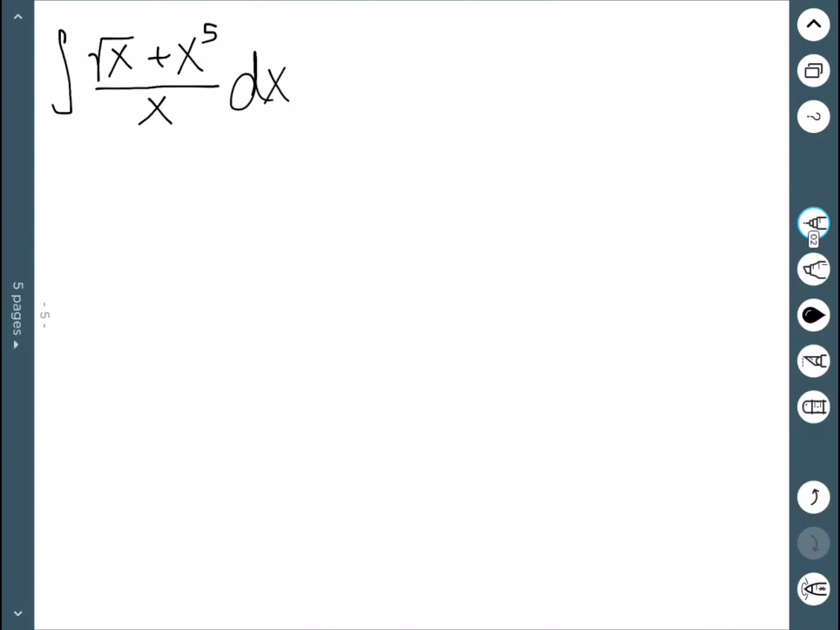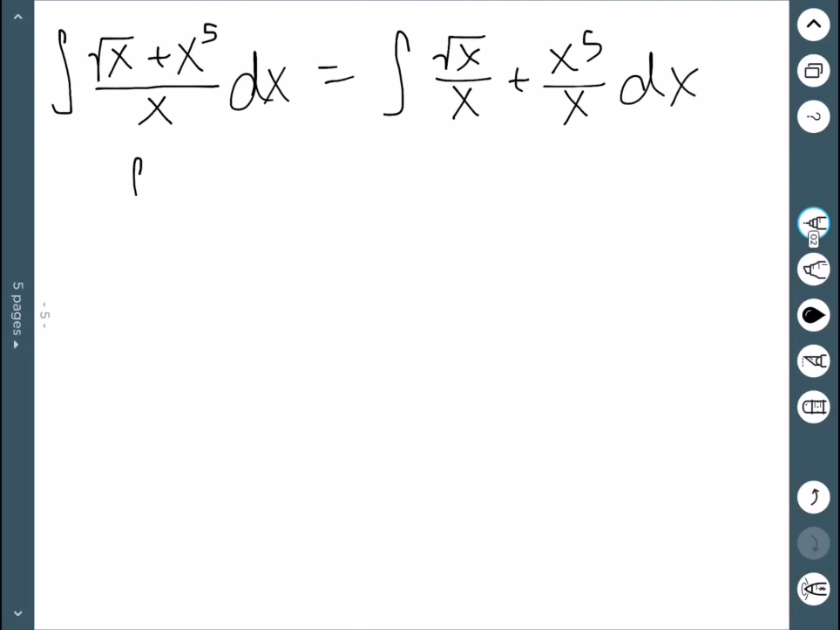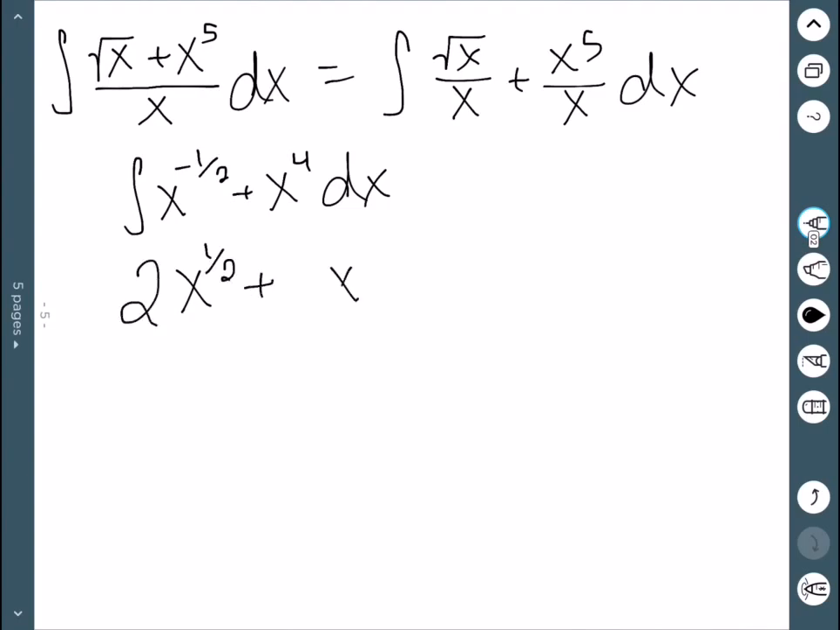And if we only have a single term in the denominator, it may be helpful to break this up to be the integral of square root of x over x plus x to the 5th over x dx. This now becomes the integral of x to the negative 1/2 plus x to the 4th dx. Here, we'll add 1 to the exponent and then divide by that number, plus add 1 to the exponent and divide by that number. So we have 2 square root of x plus 1/5 x to the 5th plus c.